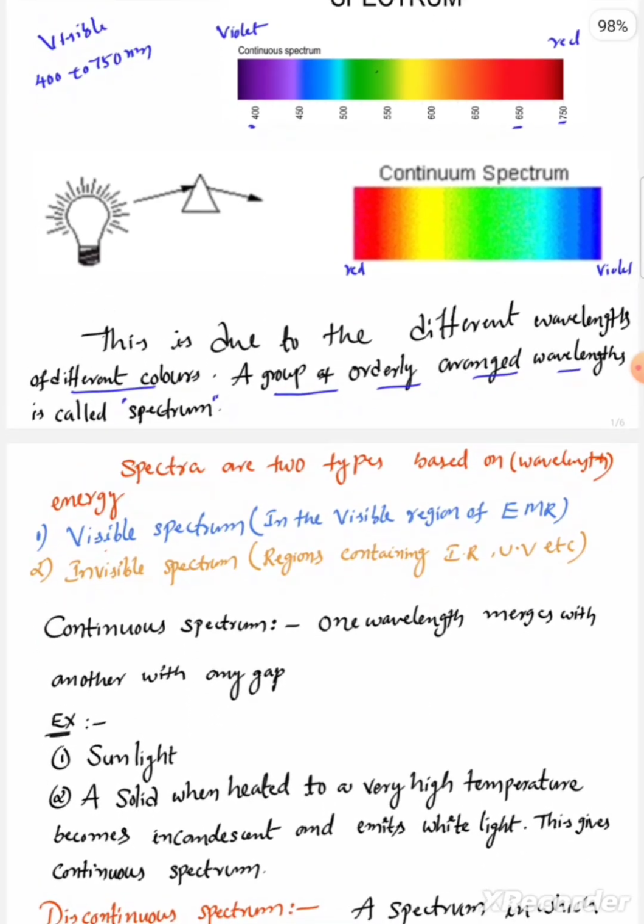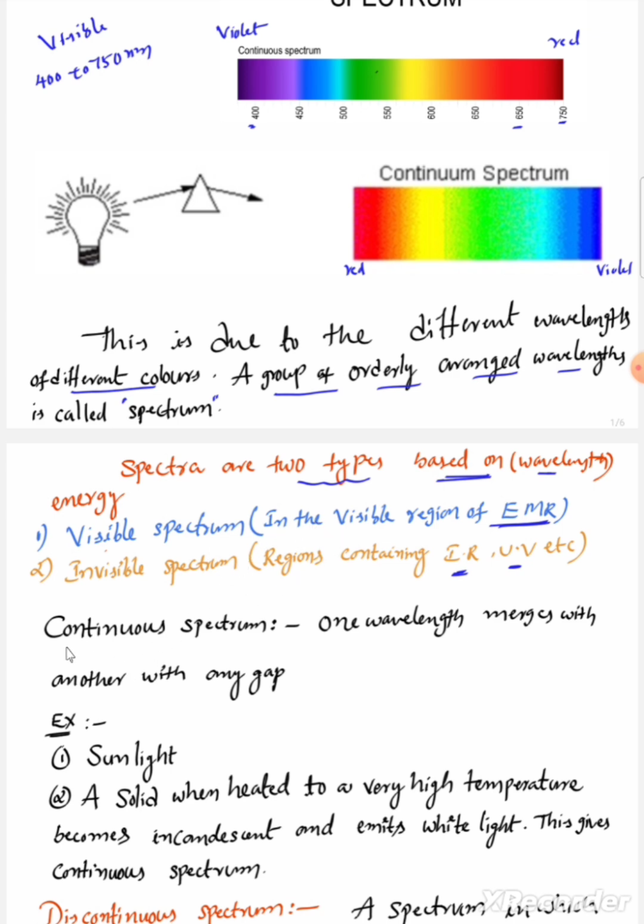The spectrum is classified into two types: one is visible spectrum, another is invisible spectrum, based on their wavelength or energy. That which is in the visible region is the visible spectrum. That which is not in the visible region, for example IR region or UV region and other radiations in the electromagnetic spectrum, is the invisible spectrum. Here EMR means electromagnetic spectrum.